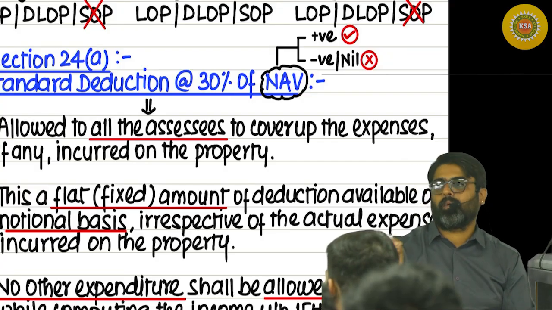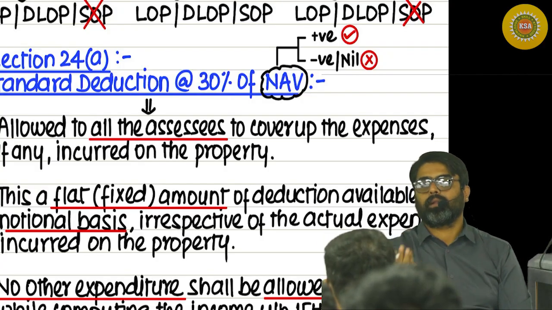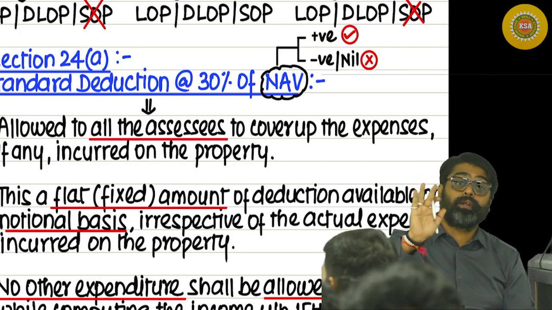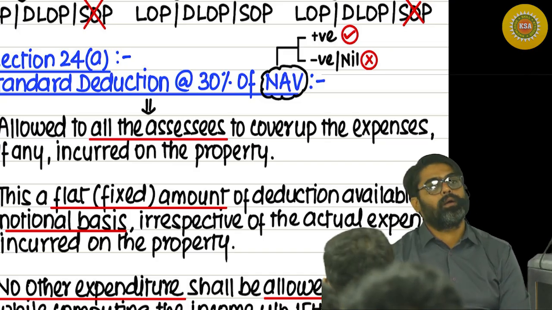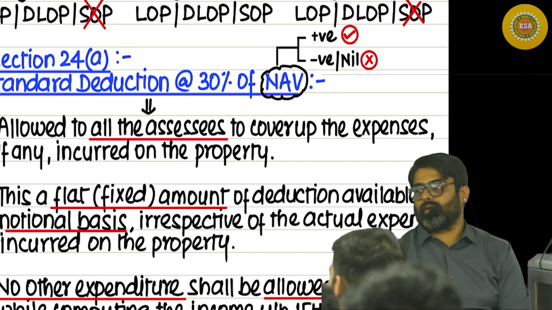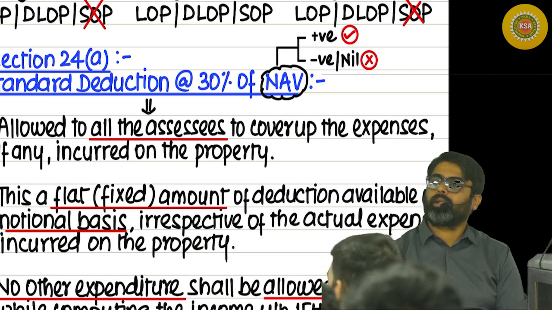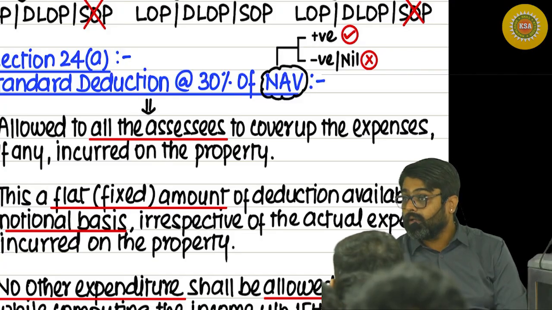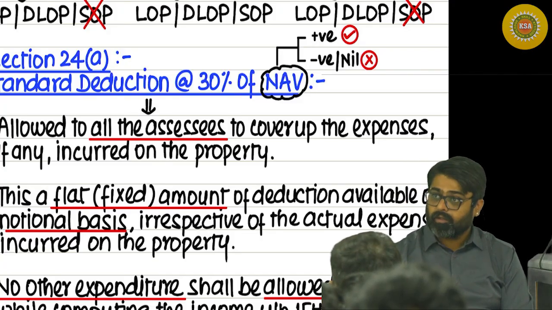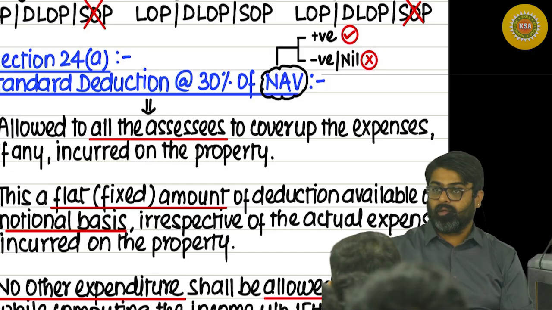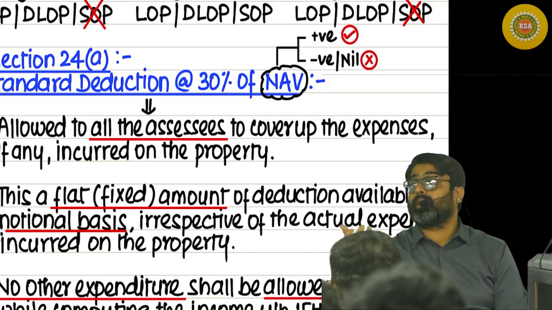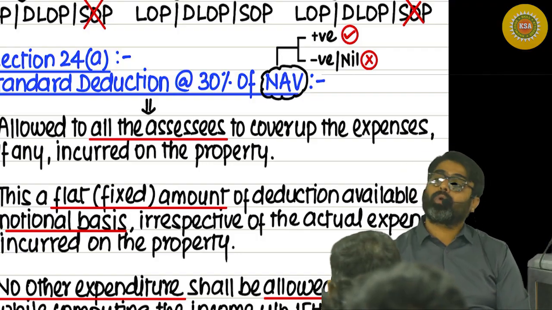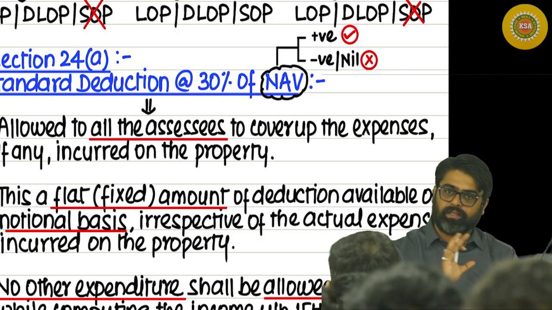Now what is this standard deduction? Standard deduction is a fixed amount of deduction. Nothing more, nothing less. It is a fixed amount of deduction which everyone will get out of positive NAV. This is given to cover the expenditure which you might incur on your property. What type of expenditure? For example, repairs of the property, insurance of the property, rent collection charges. The property might be situated on some land and that land is taken on rent, so you are paying ground rent etc. So there are n number of expenses which you can incur. So to cover up all such expenses, the standard deduction is given.